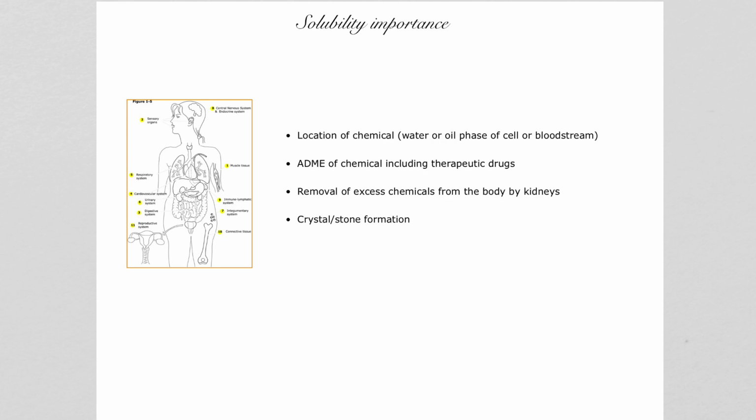Well, there are many reasons. Solubility of a chemical will dictate the location of the chemical. Is it found in the membrane part or the oil phase, or is it found in the water part of the cell or body? For example, in the bloodstream, if a chemical is water soluble like glucose, it will be found in the water part. If it's not, then it has to be found either attached to a protein, or maybe inside a lipoprotein. So the location of a chemical depends on the water solubility.